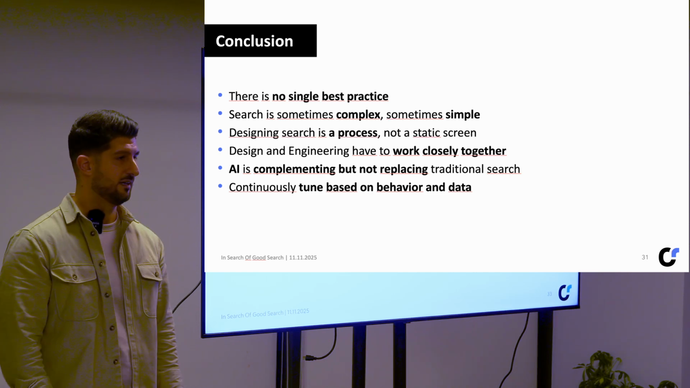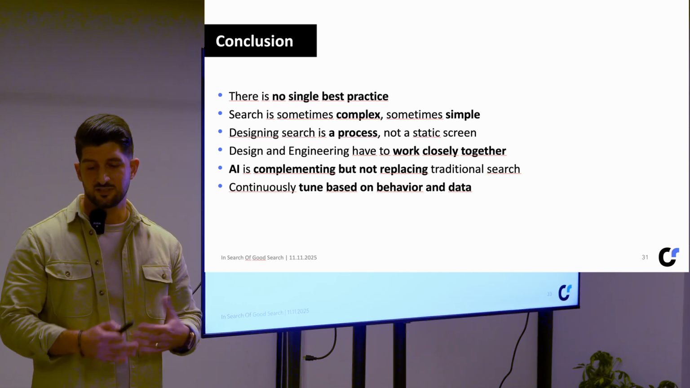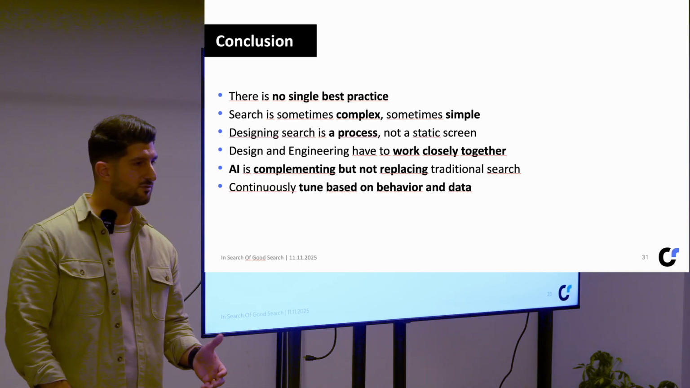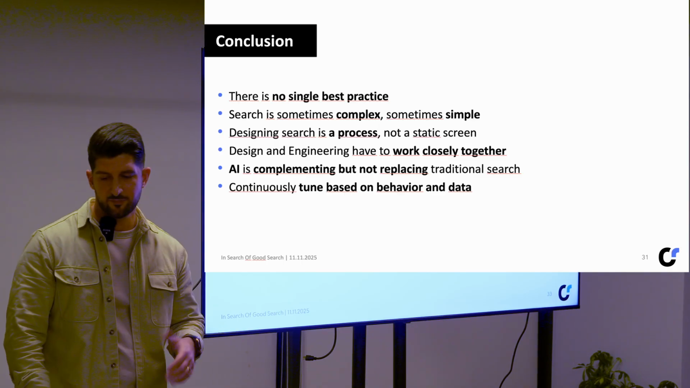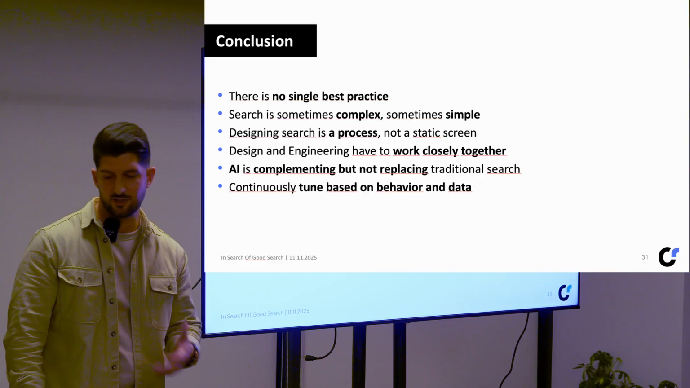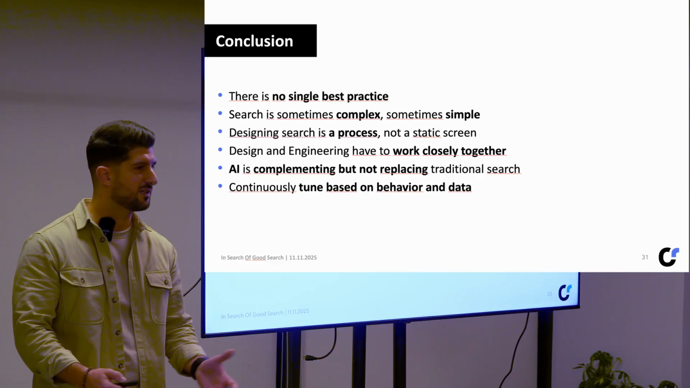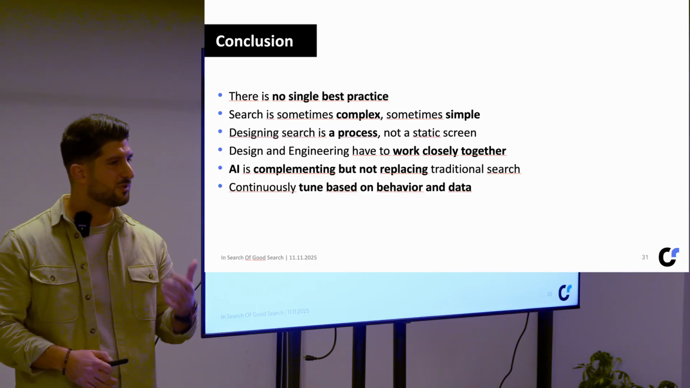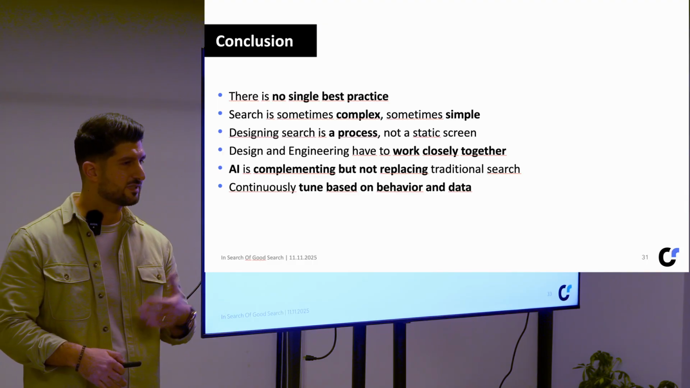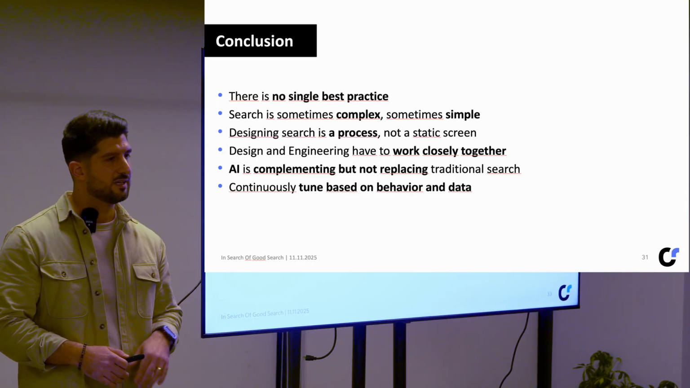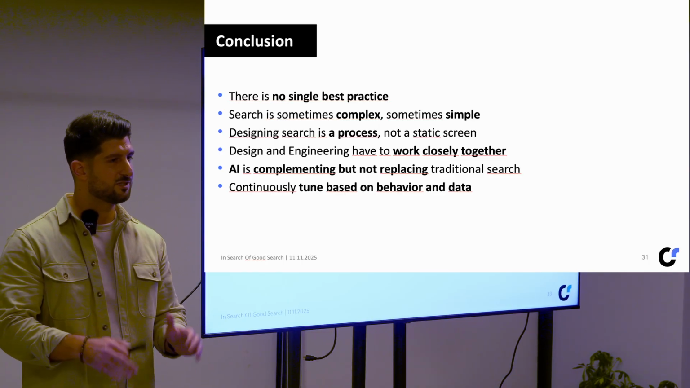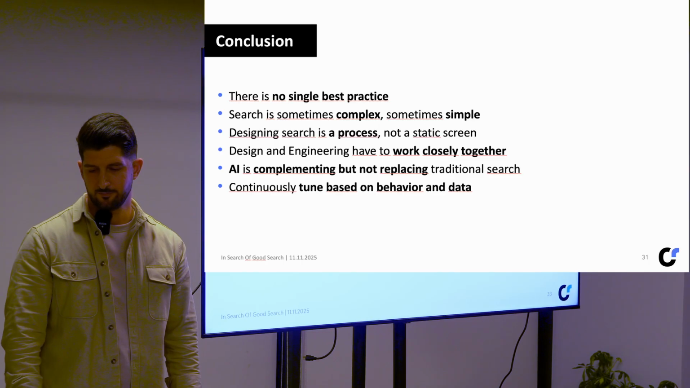And again, AI is complementing, but it's not replacing traditional search. And in regards to search, you have to continuously tune your search based on behavior and data. And the perfect example for this is also like Google's PageRank algorithm. You always have to look into the data. You always have to adapt and refine. So it's not just one thing that is finished, it's an ongoing process.